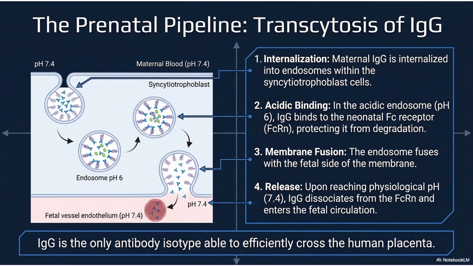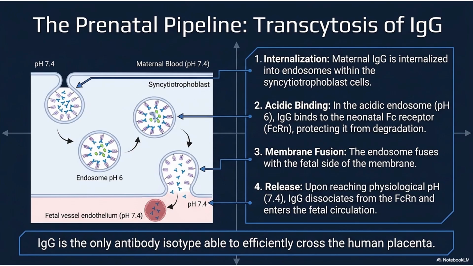Step 4 is release. The fetal side environment is at the higher, more normal physiologic pH of about 7.4. And at that pH, the IgG lets go of the FcRn and is released into fetal circulation. The pH difference between the two sides is the entire engine of directional transport.